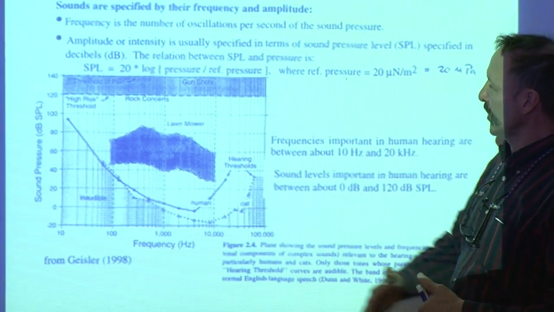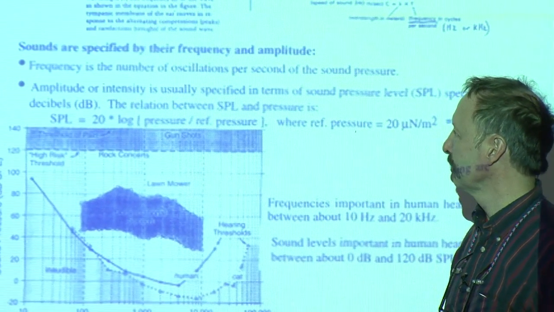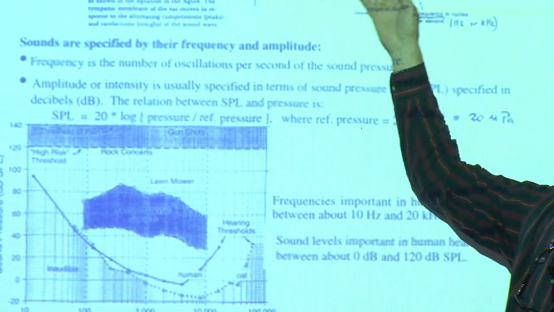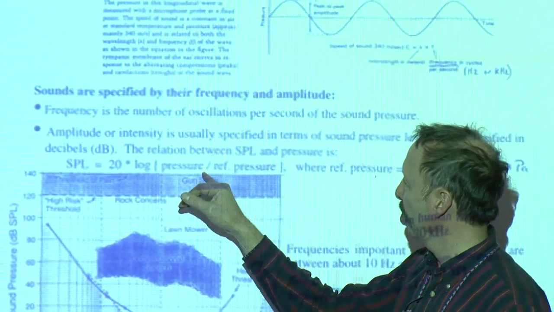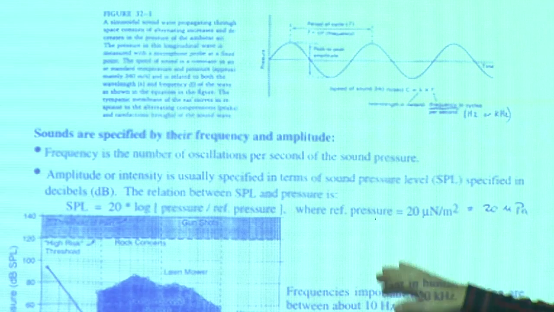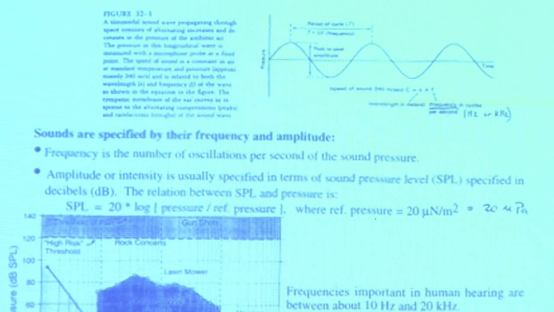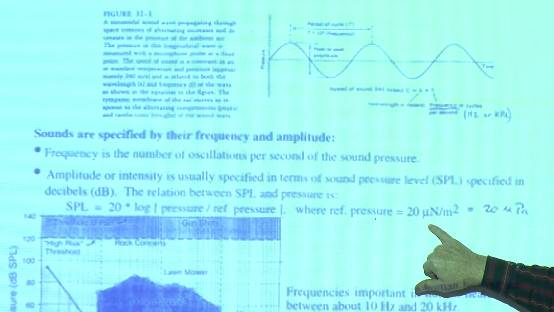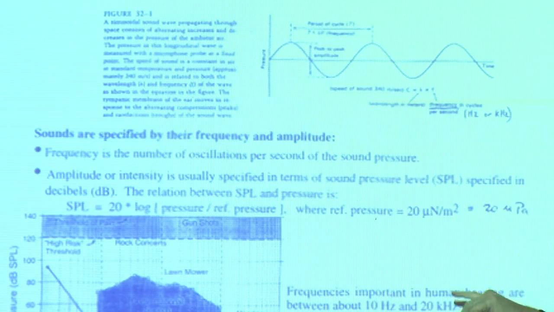And sure enough, the formula for sound pressure level is 20 times the log of whatever sound pressure you're talking about, whatever you were listening to or measured by your microphone, divided by some reference pressure. That's the formula. And the reference pressure is given as 20 micronewtons per square meter. Okay, so let's figure that out. What is newton a unit of? Anybody? Right, force. And meter squared is area. So we're talking about force per area.